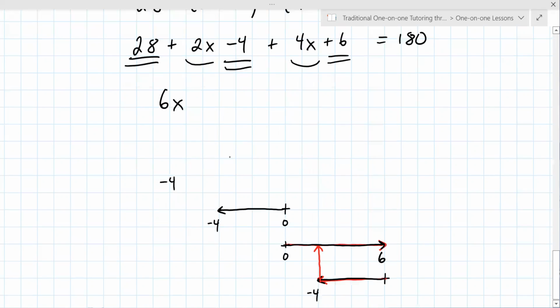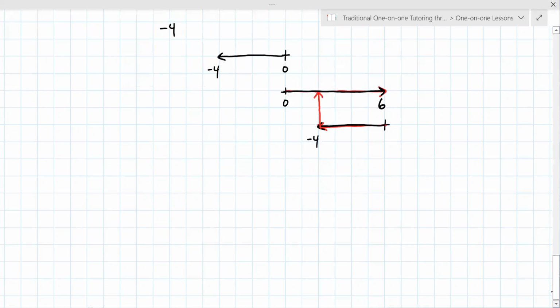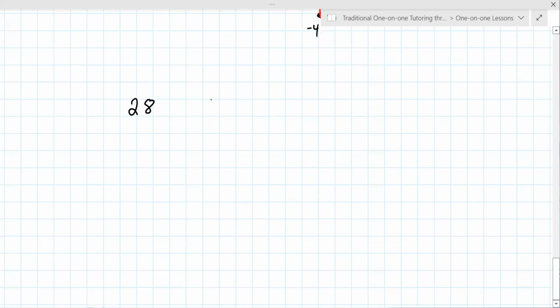Okay, so here's what we're doing. We're trying to do 28 minus 4 plus 6. And we're looking at these two numbers here. When you subtract two numbers, this is subtraction, and this is something you learned a long time ago. The sign is determined by which one is further from 0. So which one is further from 0, the 6 or the 4? Which is further from 0?